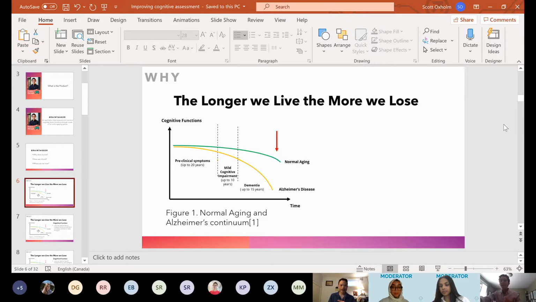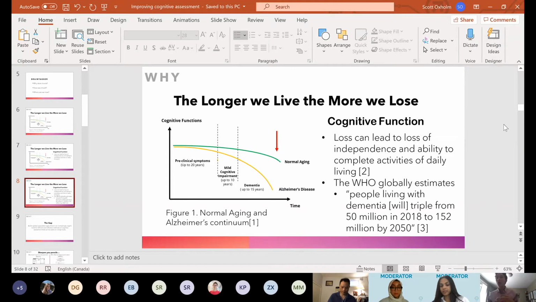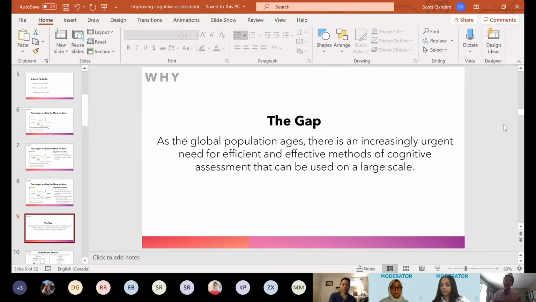And why is this concerning? Well, we've learned that if we lose our cognitive ability, it can lead to a loss of our independence and the ability to complete activities of daily living. So how prevalent is this issue? Well, the World Health Organization globally estimates that the number of people with dementia will triple from 50 million in 2018 to 152 million by 2050. So this is a large issue, and that brings us to our gap, which is that as the population ages, there's an increasingly urgent need for efficient and effective methods of cognitive assessment that can be used on a large scale.